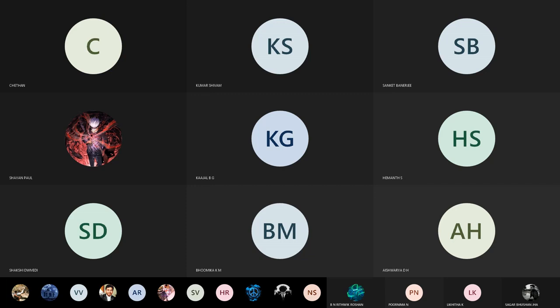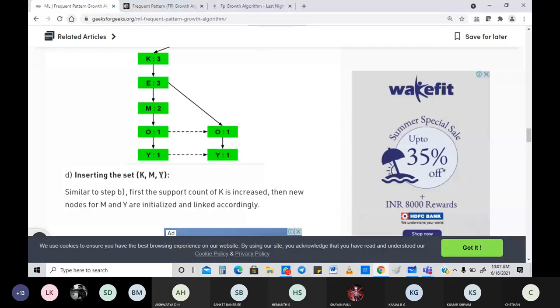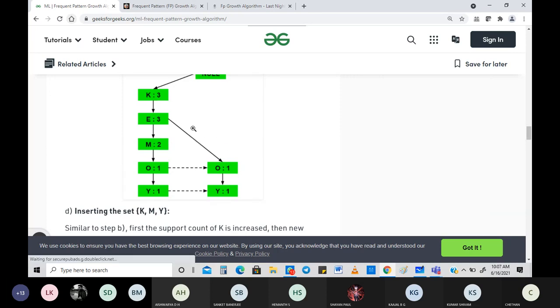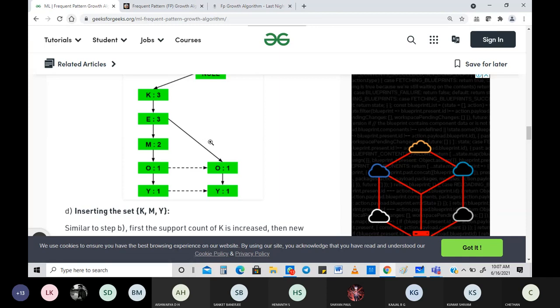Yeah. The next thing is with regard to K-M-Y. If I'm talking about K-M-Y, I need to increment with this. This K will become 4. M, I need to increment. But between K and M there is an E coming in. I cannot go from K to M directly. So what I do is put an extra node for M. Then from K to M there will be a direct connection like this.